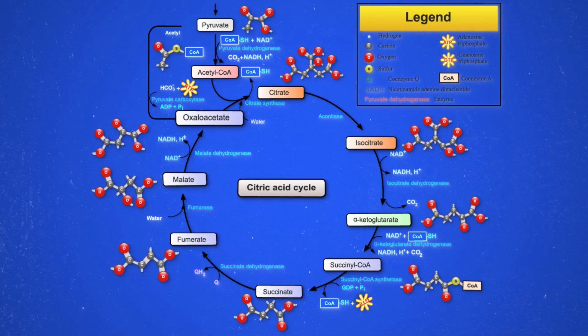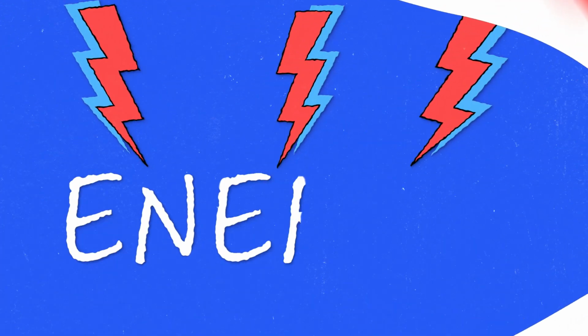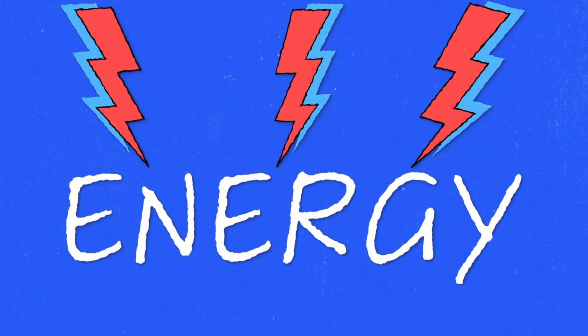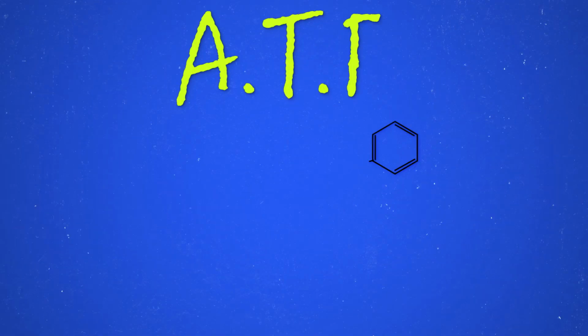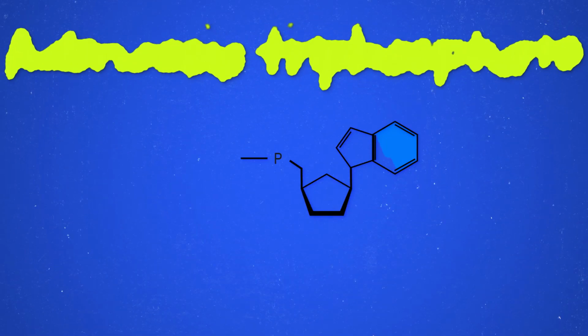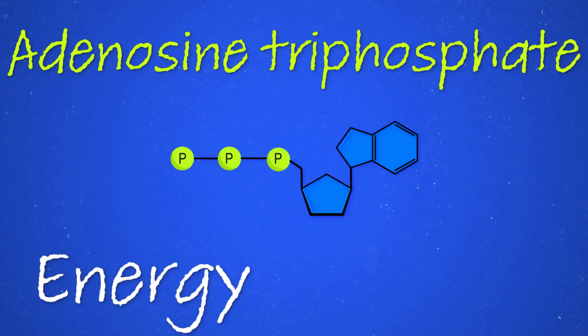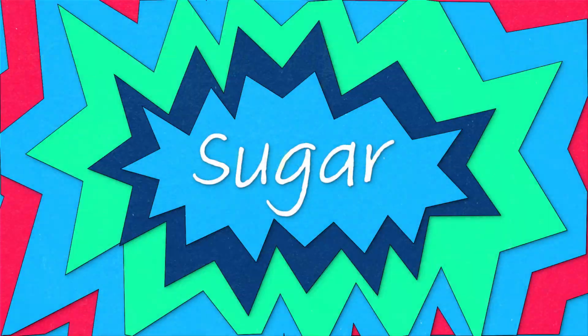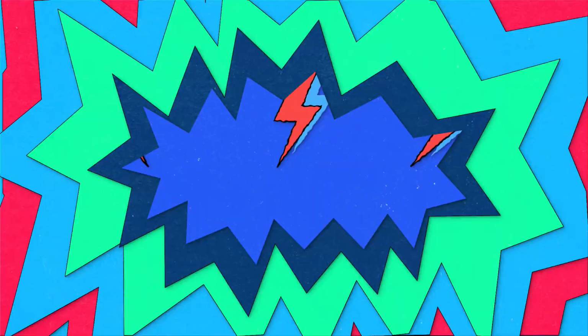But before we dive into cellular respiration, we need to talk about food. It's where we get our energy from. But food doesn't give us pure energy. It gives us the fuel we need to produce ATP, or adenosine triphosphate. It's our body's energy currency. And the most common fuel provided by food comes in the form of sugar, usually glucose.